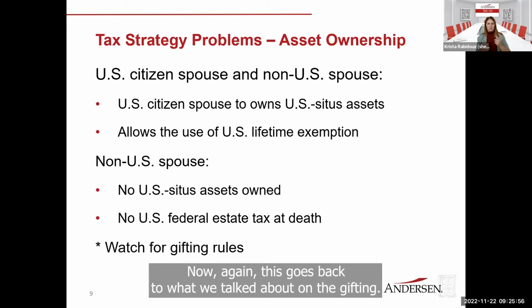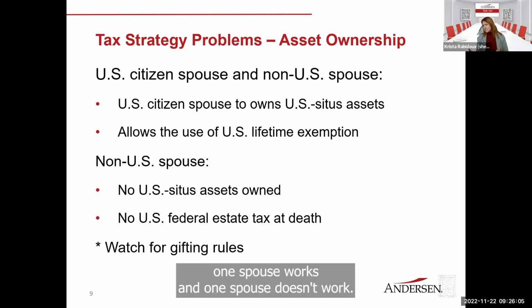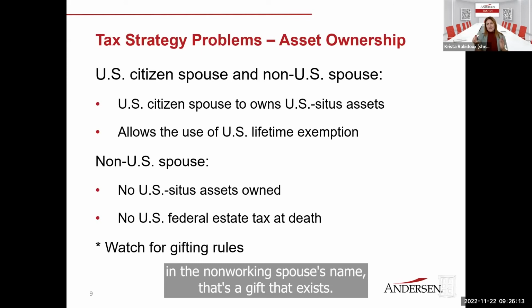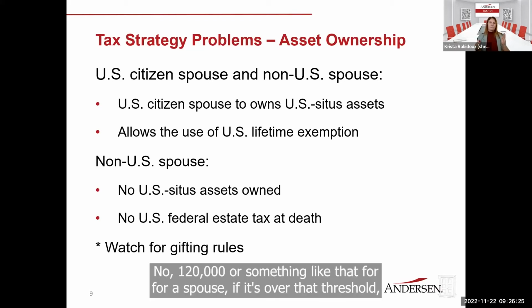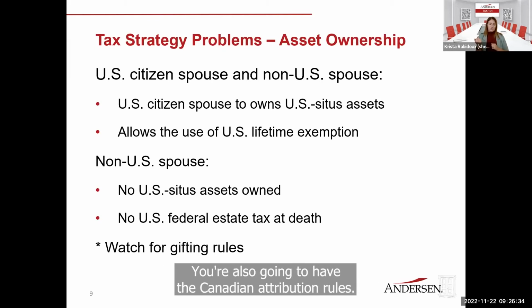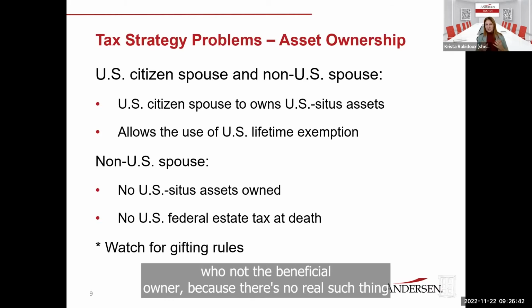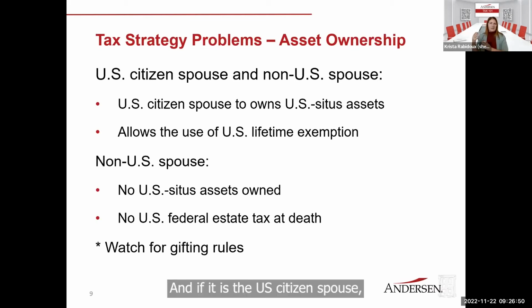Now, this goes back to what we talked about on the gifting. You really have to watch out for the gifting rules, because let's say one spouse works and one spouse doesn't. If the working spouse who makes all of the money puts assets in the non-working spouse's name, that's a gift. And if it's over that threshold we talked about, 120,000 or something like that for a spouse, then you're going to have gift tax reporting. You're also going to have the Canadian attribution rules. So you really need to think about not the beneficial owner, because there's no real such thing as a bare trustee or bare trust in the US, but rather whose money created the value. And if it is the US citizen spouse, you are still exposed to risk.